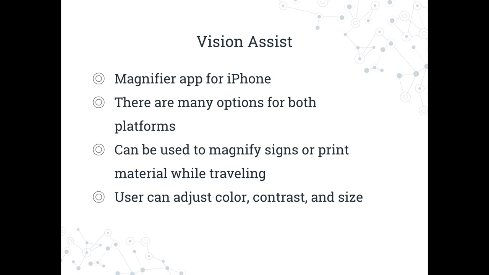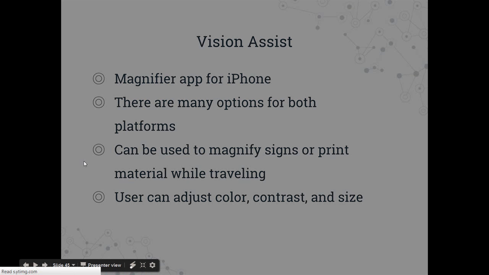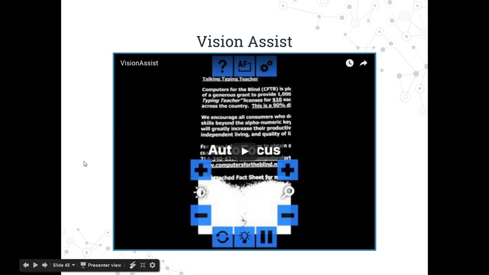It can be used to magnify the size of the print or signs while traveling, but it also allows you to adjust the color contrast. I also have a video because I wanted to show the quality of the magnifier and its features. It really allows you to almost turn your phone into a handheld CCTV at a much, much more affordable price.